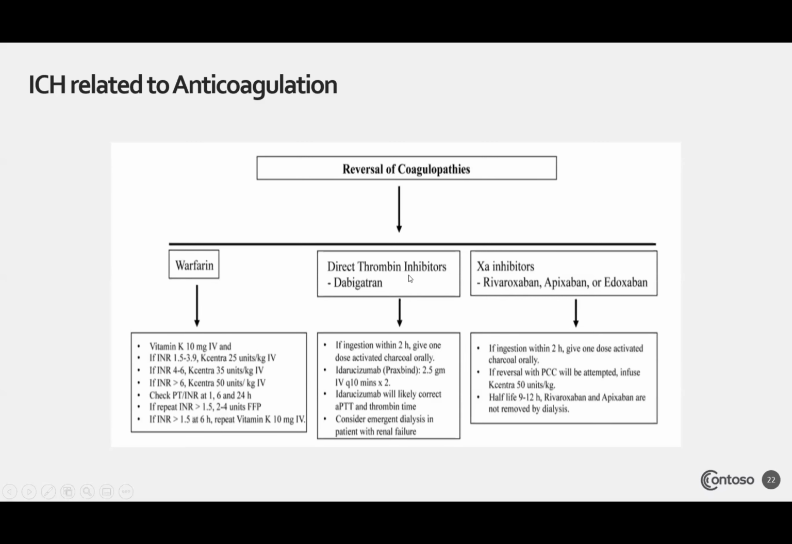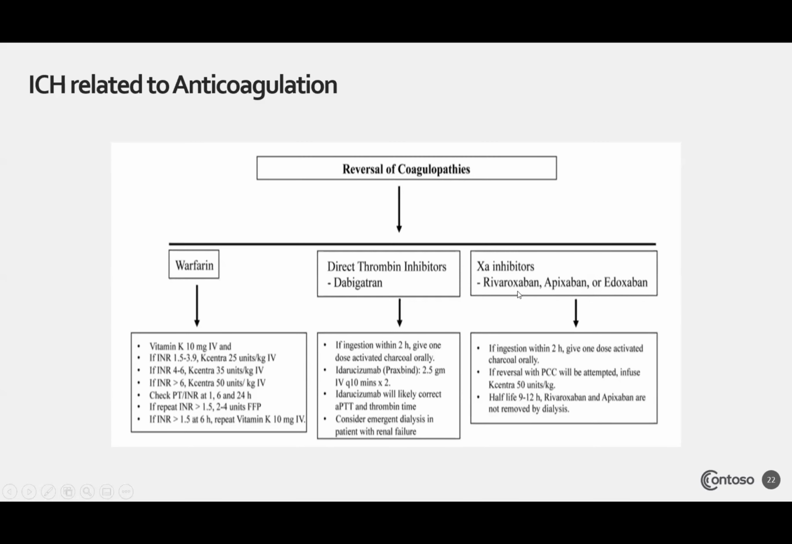For dabigatran, we have a reversal antibody, which is the monoclonal antibody idarucizumab. The total dose is 5 grams. You can give it as divided doses, 2.5 grams IV every 10 minutes. And if the ingestion was within 2 hours, you can give charcoal. Consider dialysis if there is renal failure in these patients, because their elimination time is very prolonged.